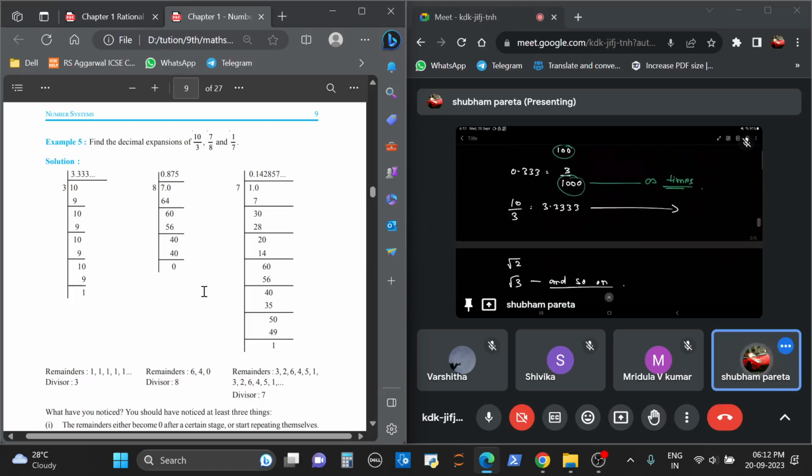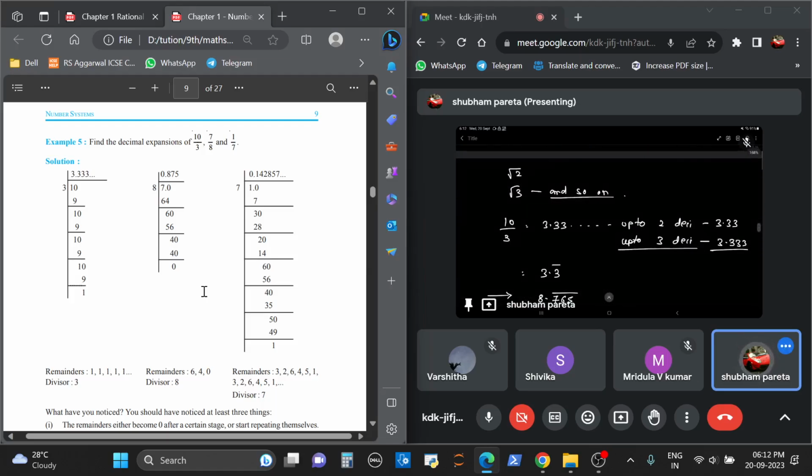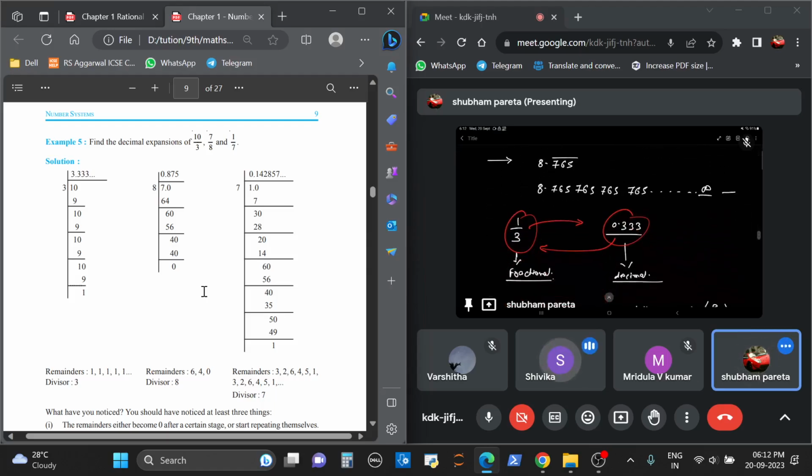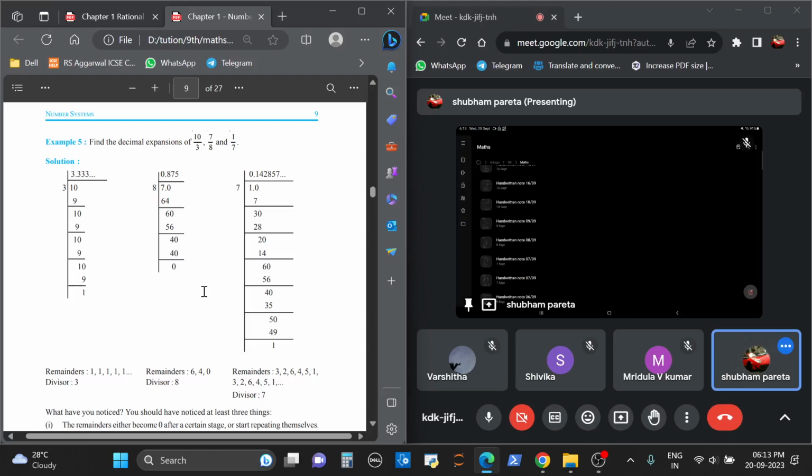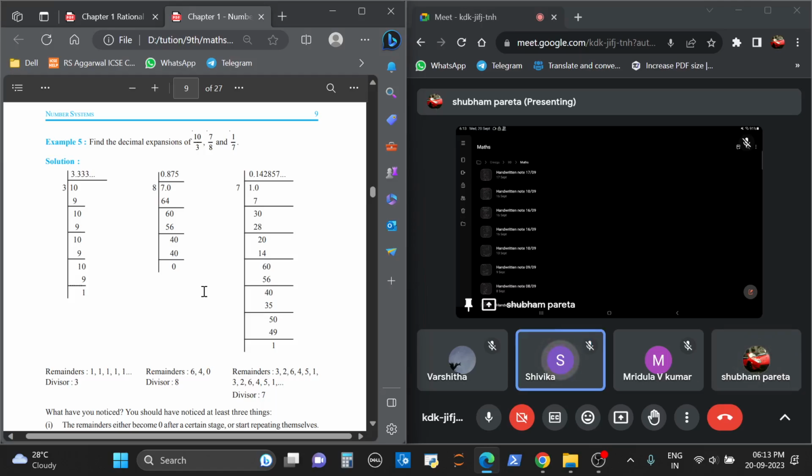And the p upon q formation we had also seen, which is good. It was on September 10th, decimals, 1 by 3. So September 10th we had our classes, and now after 10 days we are having our classes. So now we will cover these things.